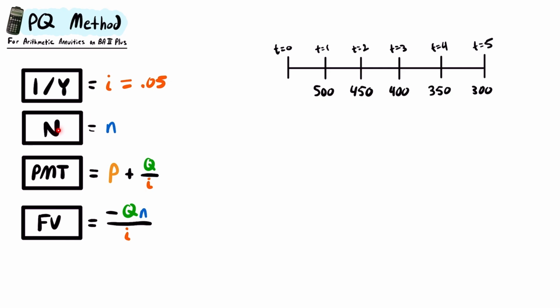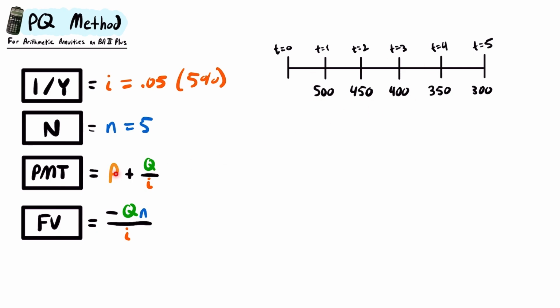Then N is the number of payments, and there's 5 of them, so N will be equal to 5. By the way, this is 5%, so you will input 5 into the calculator, but you do want to use 0.05 for these calculations. And so before we do these two, the payment and the future value, what are the values of P and Q for this example?